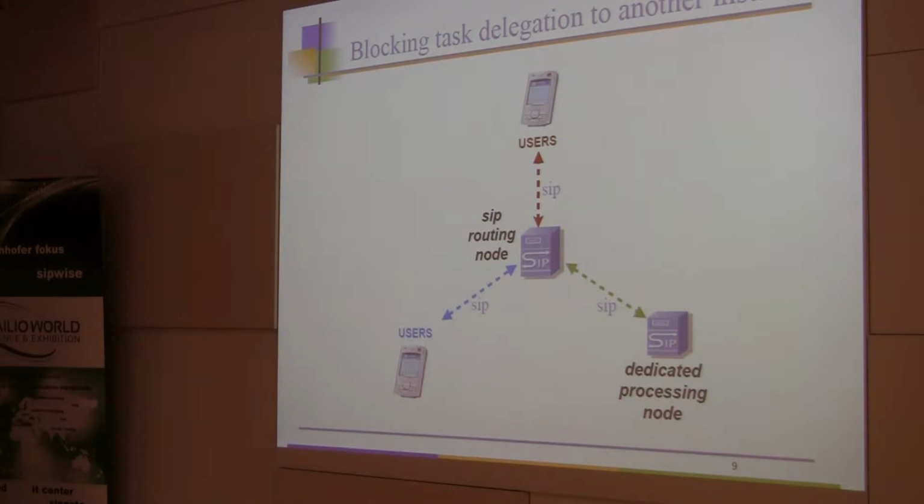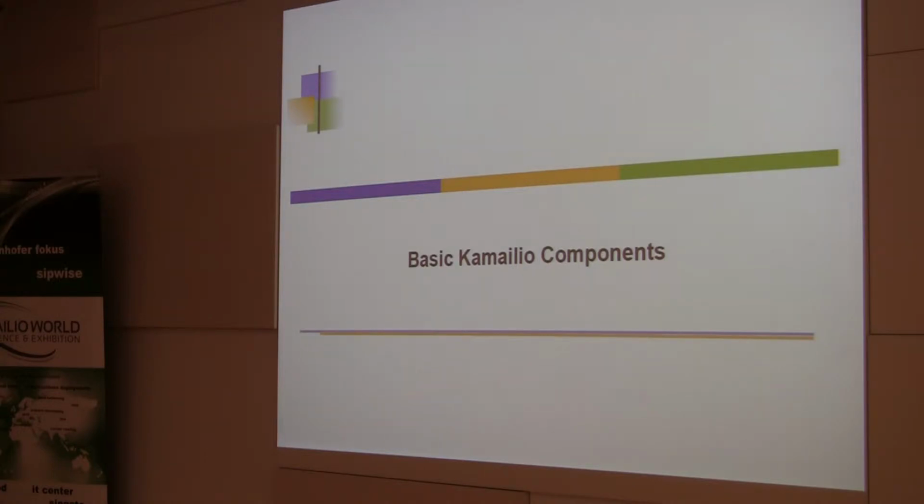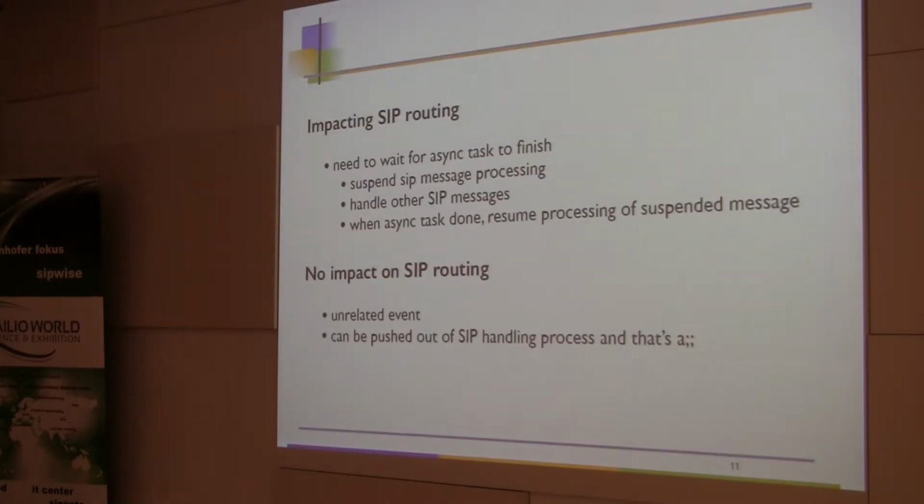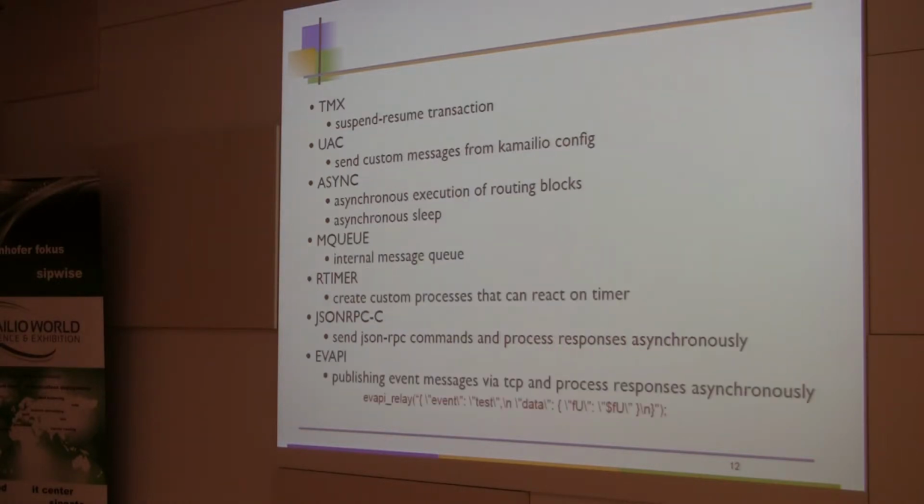I'll have 3 examples, trying to fit into the time with these use cases and trying to combine all the modules that you could use in Kamailio. So what are the basic components in Kamailio? Back to these cases, just to refresh them again: it's impacting the SIP router. So yes, it's blocking, but without the result I cannot go on, like a DNS query or whatsoever. Not impacting SIP routing, maybe then we can push it to another process that will do the task, and we just go on with the normal routing.